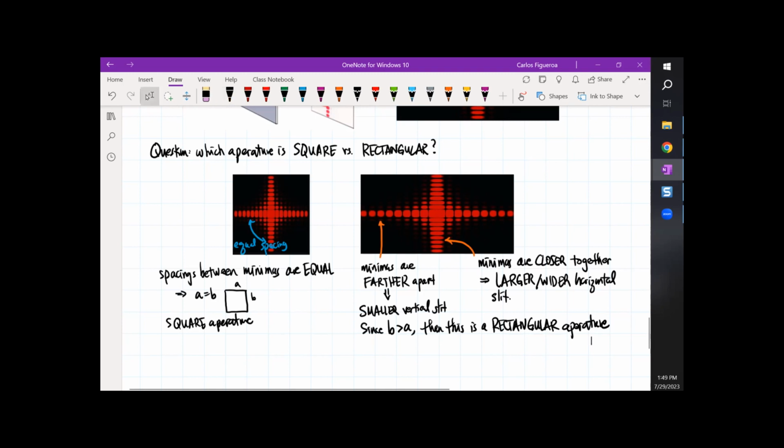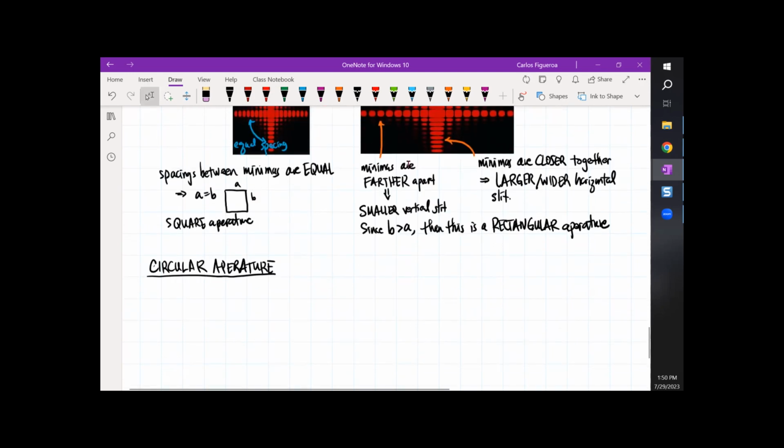There's even circular apertures. Yeah, there's even circular ones. So if I have a circular aperture, they behave the same as the square or rectangular apertures. So I could then ask this question: can you tell which circular aperture is larger?